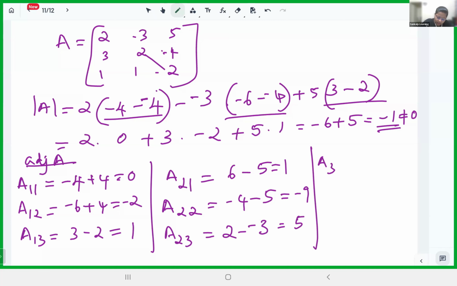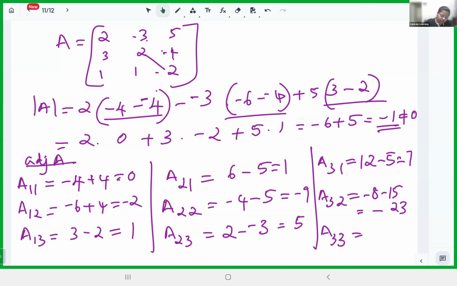Now, what is A31? A31 is equal to, this is the third row and this is the first column. So, minus 3 into minus 4, that is equal to 12, minus 1 into 5, that is 5. 12 minus 5 is 7. Now, what is A32? A32 means this is the third row and this is the second column. So, 2 into minus 4 is minus 8. Then minus 5 into 3 is 15. So that is equal to minus 23, right?